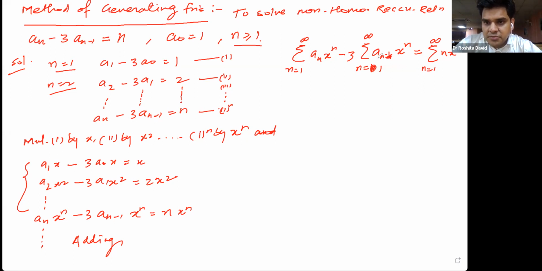Now after this, since we have an minus 1 here, I will try to write this term as x to the power n minus 1. So I will take x outside from the summation. I will write x here.